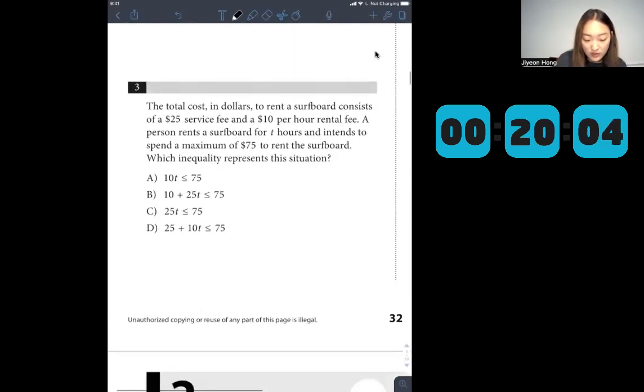Number 3, the total cost in dollars to rent a surfboard consists of a $25 service fee and a $10 per hour rental fee. The 25 is a flat cost and the 10 is per hour. A person rents a surfboard for 2 hours and pays a maximum of $75. So it has to be less than or equal to $75. This is equal to answer choice D.